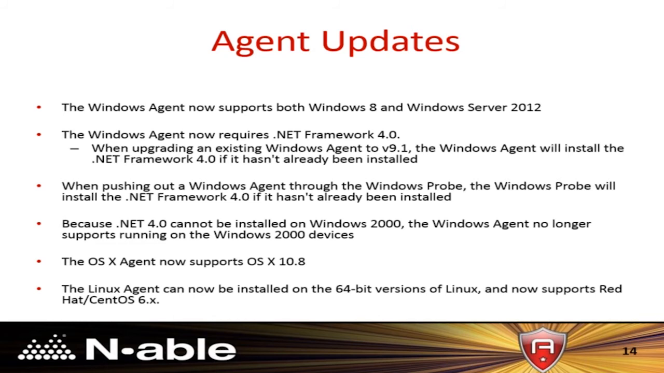The Mac agent has been updated to support OS X 10.8. The Linux agent has been significantly updated. It now runs on 64-bit versions of Linux. It also supports Red Hat and CentOS 6.x and 5.x. The installer has also been cleaned up quite a lot. Previous versions of the Linux agent used to halt if dependencies were not met. If OpenSSL, for example, wasn't found on the device, the installer wouldn't continue on and try to install it. It would actually halt at that point.